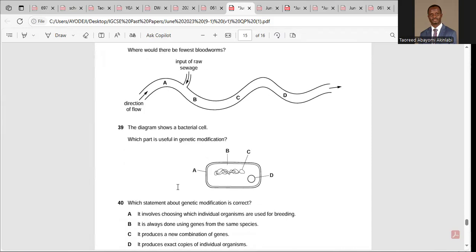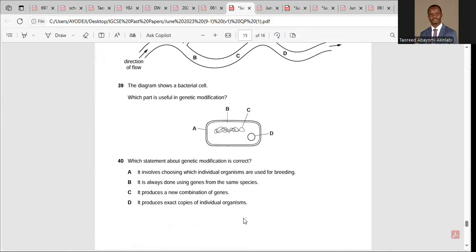And for question 39, the diagram shows a bacterial cell. Which part is useful in genetic modification? And that is the plasmid, which is option D. That's what is useful in genetic modification to form recombinant plasmid. And the last question, question 40, which statement about genetic modification is correct? All right, and the correct option for question 40 is option C. It produces a new combination of genes.